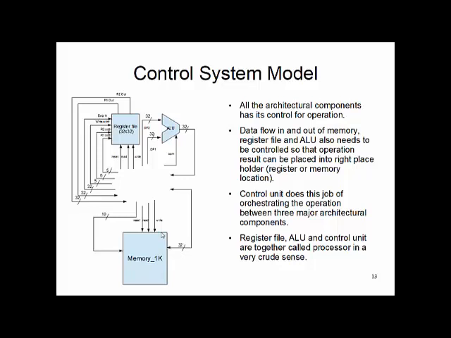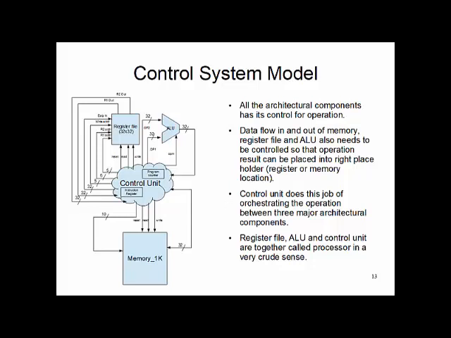And this control system sits and controls these three components. Okay, this is the control unit. It has two very special registers. One is called the program counter, another is called the instruction register.